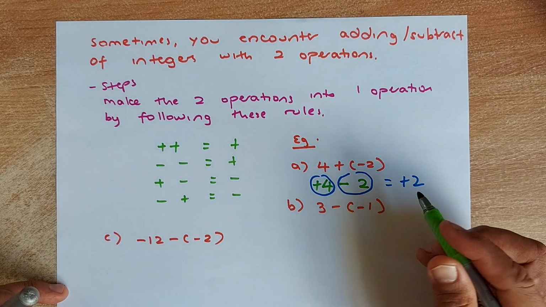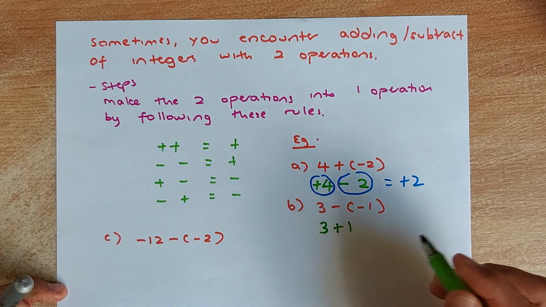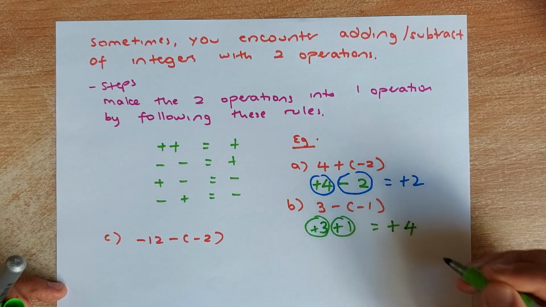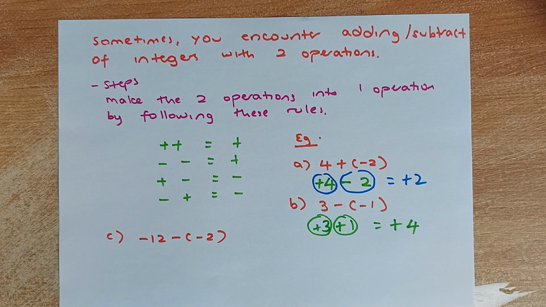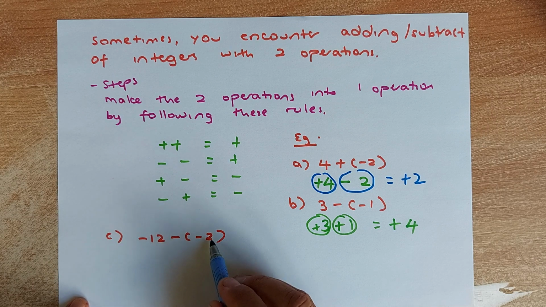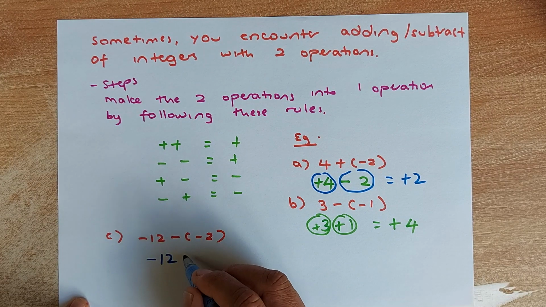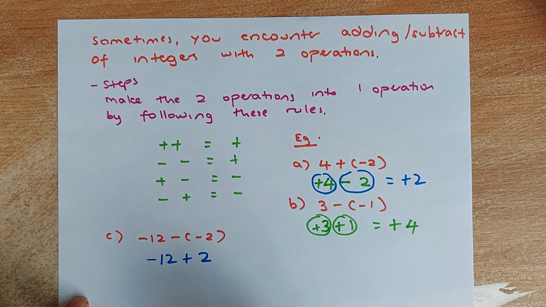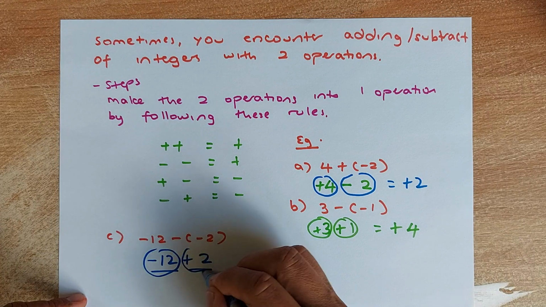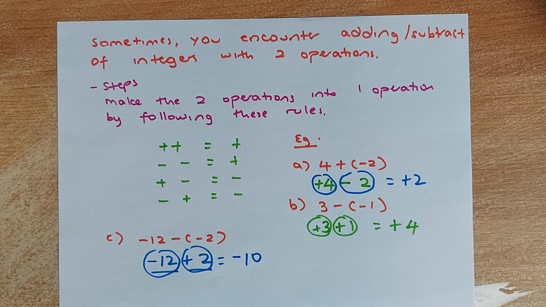3 take away -1. A minus and a minus become a plus, so it becomes 3 plus 1. Very simple, +3, you have $3 and you have another $1, so the answer is going to be +4. And the last example, you have again a minus and a minus: -12 take away -2. You have two operations, and a minus and a minus give you a plus. So -12, minus becomes +2, and you add them up: -12 plus 2. You spend $12 and you get $2, and your final outcome is -$10. So far, so good? Great.